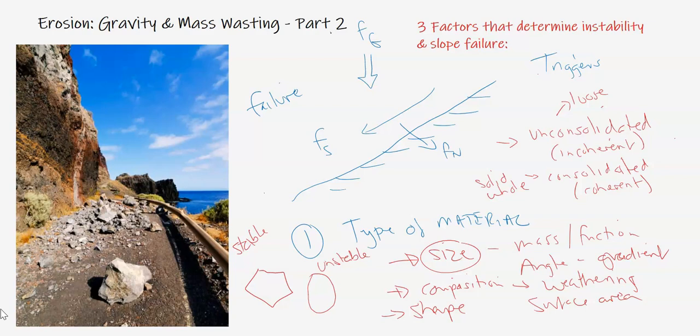With more unconsolidated material, or bits of fragments, and with various triggers, that would be more likely to fail, whereas the consolidated, larger, more whole piece of material would take more to make it fail.